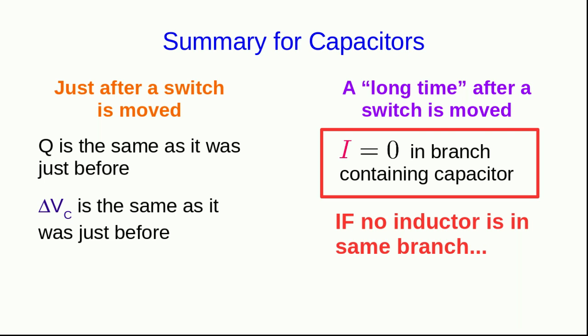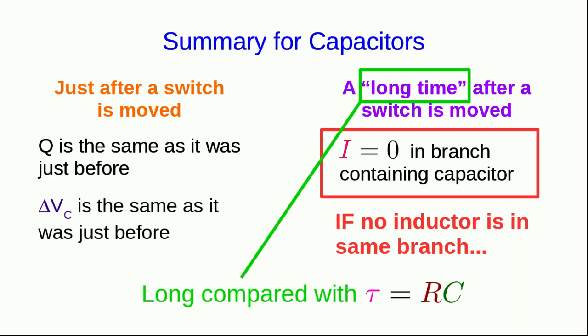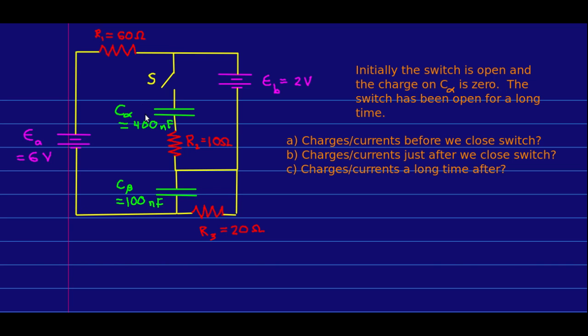And the remaining thing to realize is what we mean by a long time, and we've sort of already seen the answer. It's going to be long compared with some time constant, which is related to the resistance and the capacitance, although here for a complicated circuit this would be a total equivalent resistance and total equivalent capacitance for the circuit. So let's work an example.